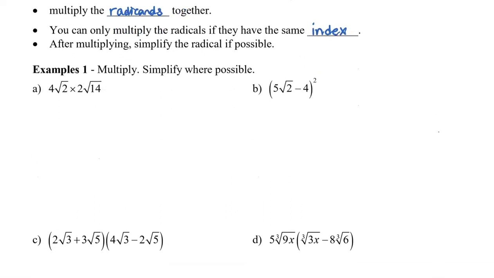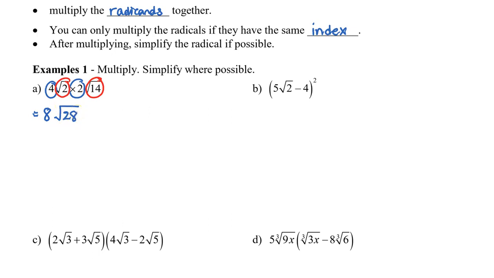So in this first one here, we have 4 root 2 times 2 root 14. So first, we're going to multiply the coefficients together. So 4 times 2 is equal to 8. Now, next, we're going to multiply the radicands together. So the radicand is 2 and 14. So we're going to multiply the 2 and the 14 together. So that's going to give us the square root of 28.